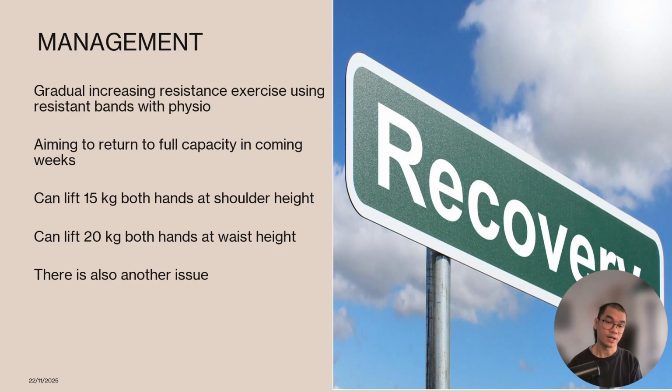Over time, we saw that her physical capacity improved, and as of last week, she can lift up to 15 kilos with both hands at shoulder height and 20 kilos at waist height. Her initial presentation was in July, and this is early November. So my plan is to allow her to return to her work capacity. There is also another issue at work concerning her being a 63-year-old doing a physical manual labor job, but I commented that this is not related to the current injury problem.